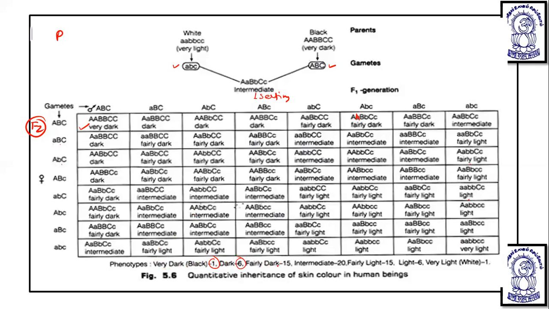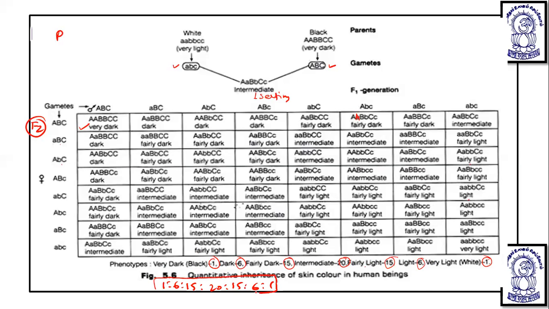When 4 are dominant, it is fairly dark, and 15 genotypes are obtained. In intermediate, if we see, then 20 are obtained. Fairly light, where 2 are dominant, is 15. And light means 1 is dominant, then it is 6. When all are recessive, 0 dominant, then it is going to be white. So the ultimate phenotypic ratio is 1 is to 6 is to 15 is to 20 is to 15 is to 6 is to 1.